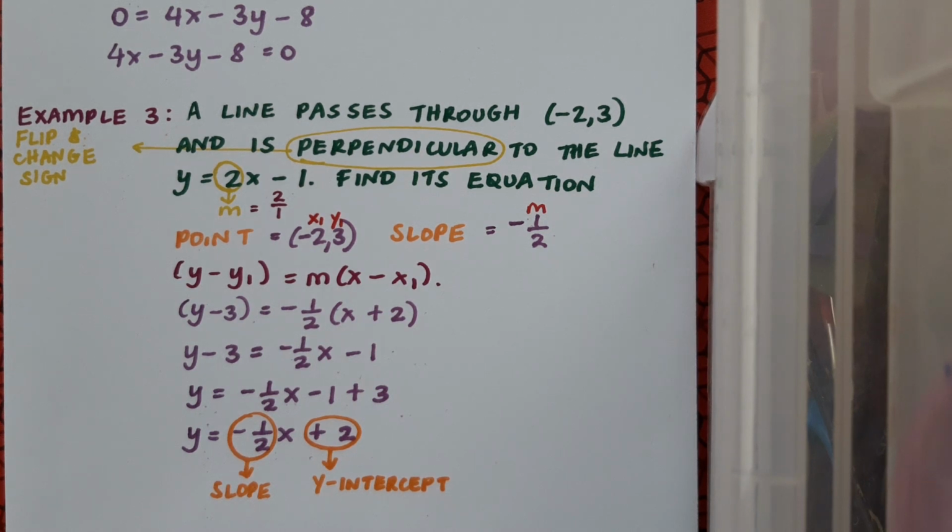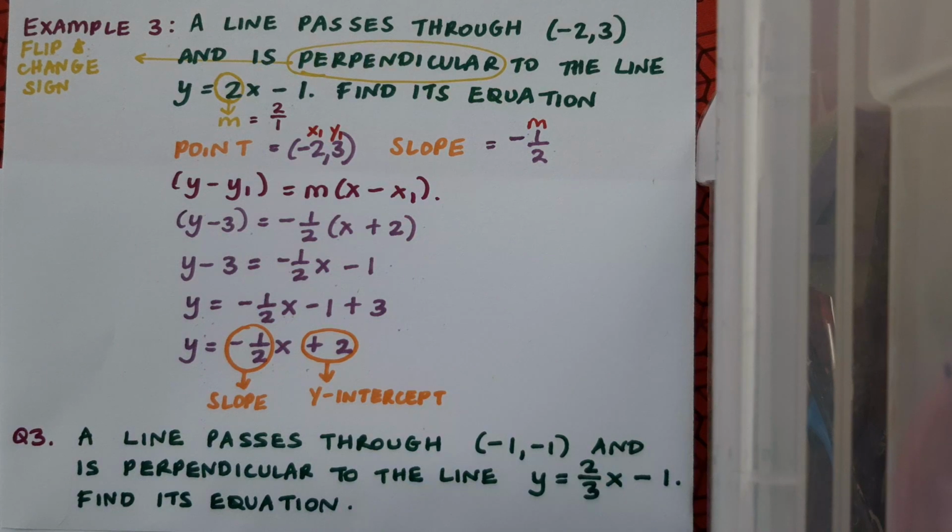Okay, so now on to question 3. So your question is, a line passes through the point -1, -1 and is perpendicular to the line y equals 2 over 3x minus 1. Find its equation. So pause the video here, try the question, and then play and see if you're correct.